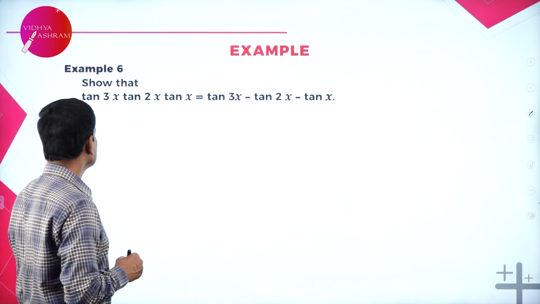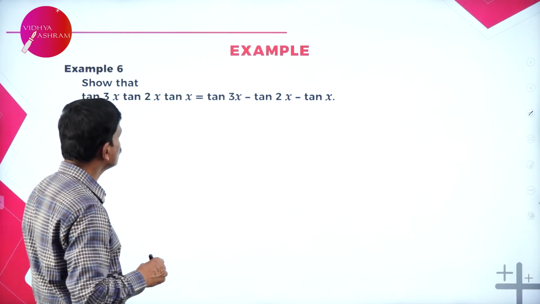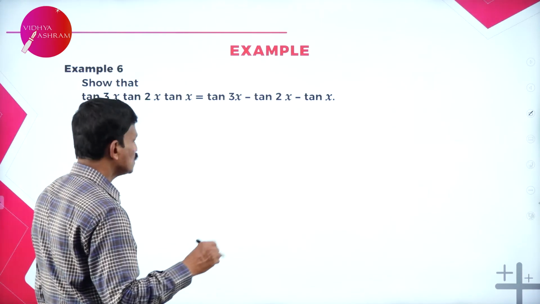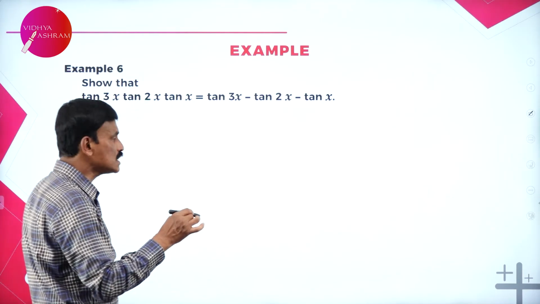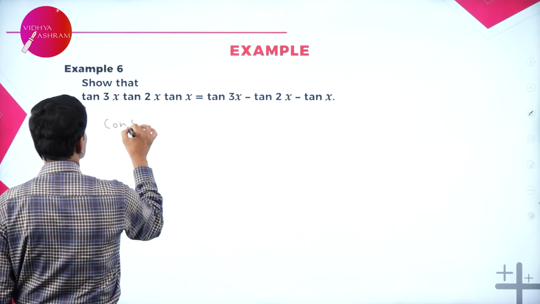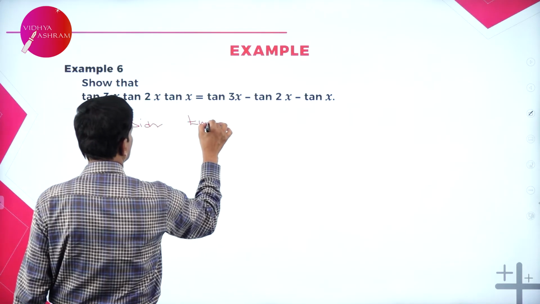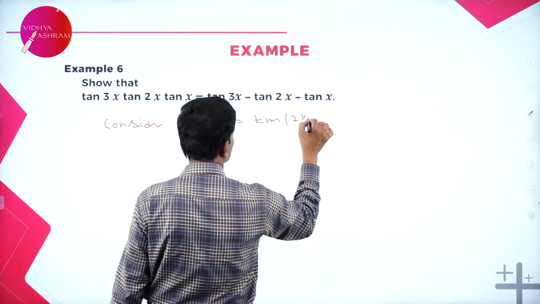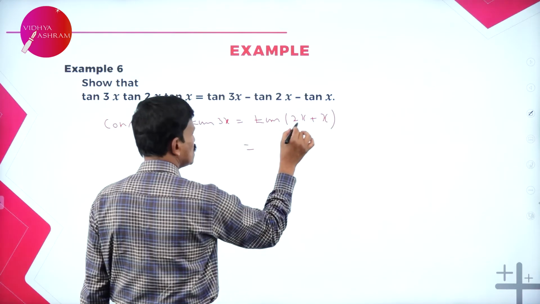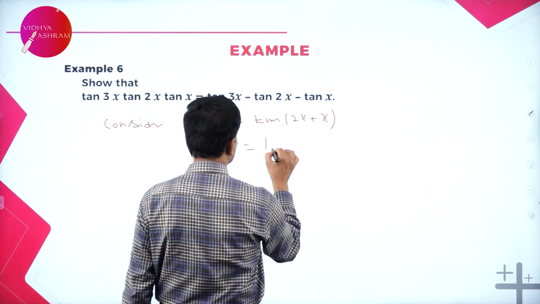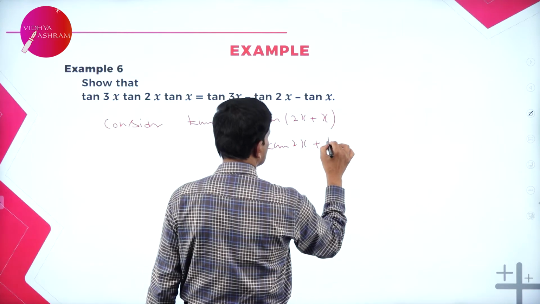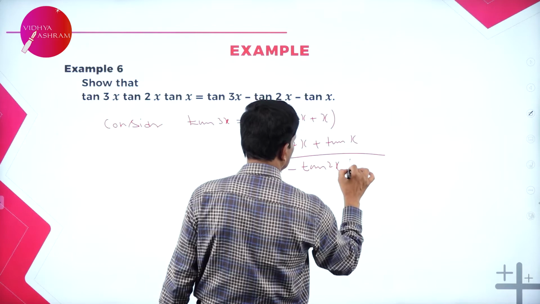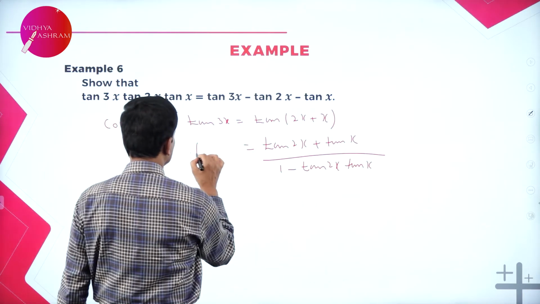Show that tan 3x into tan 2x into tan x is equal to tan 3x minus tan 2x minus tan x. Now here this is very simple. Now consider tan 3x. Now tan 3x can also be written as tan of 2x plus x. Now this is the tan a plus b formula. Tan a plus b is equal to tan a plus tan b divided by 1 minus tan a into tan b. This is tan 3x.